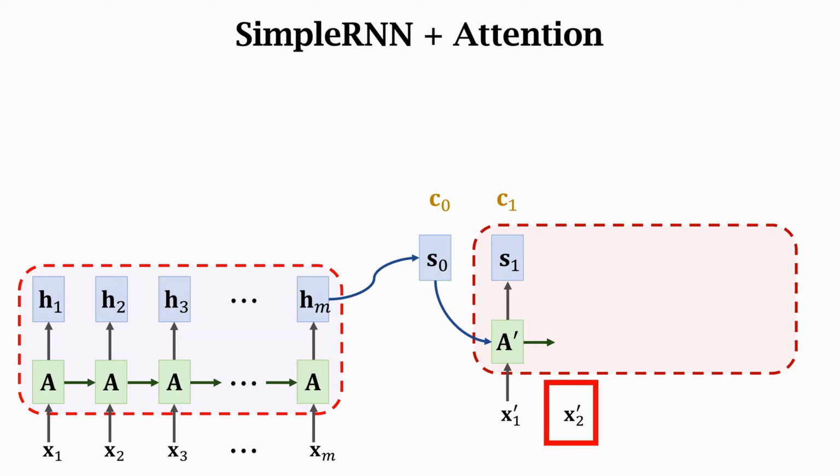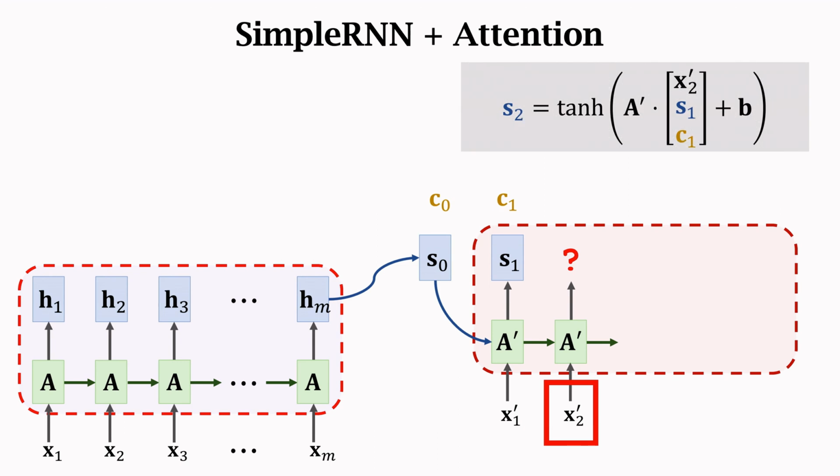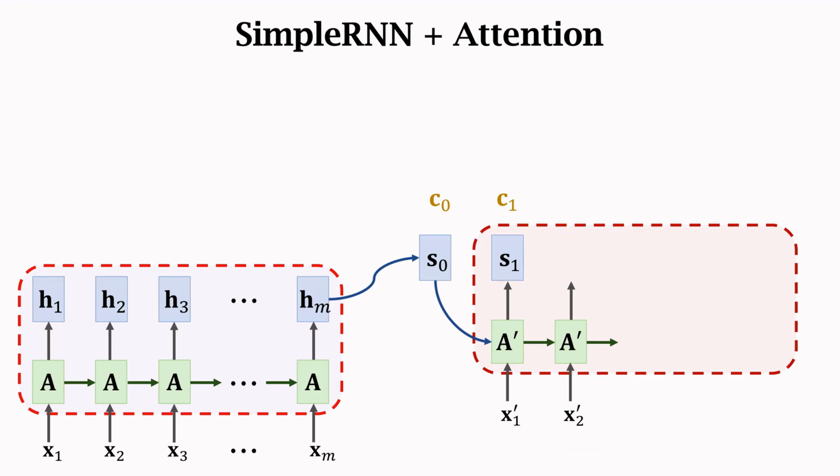The decoder takes x'2 as input. x'2 is the German word generated in the previous step. Then, the decoder RNN will update its state. The new state, S2, is computed using this equation. S2 is a function of the new input x'2, the old state S1, and the context vector C1. Now we have the new state S2. The next step is to compute the new context vector C2.